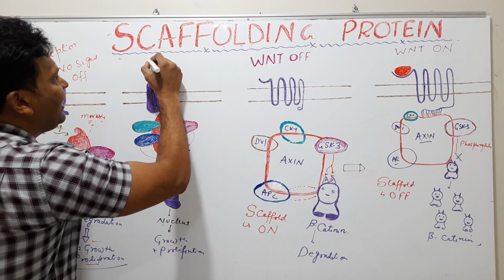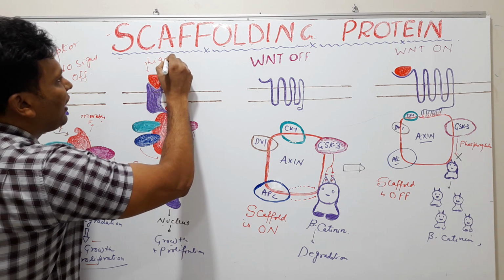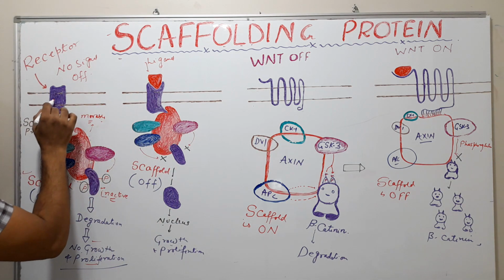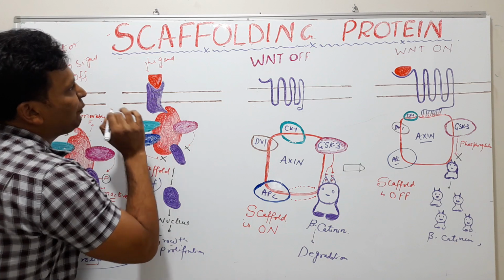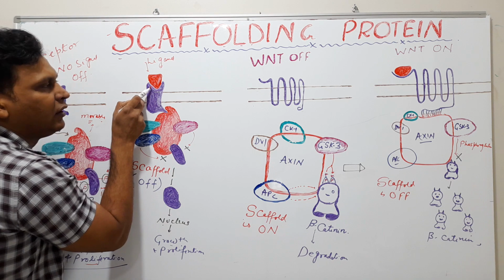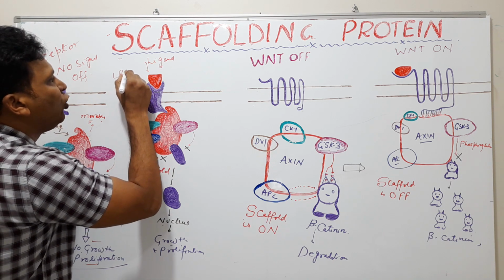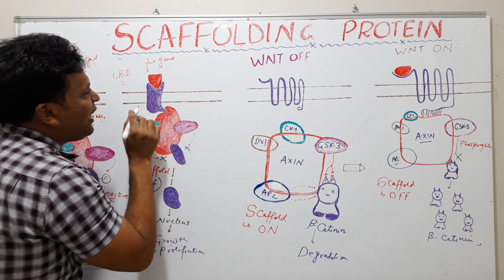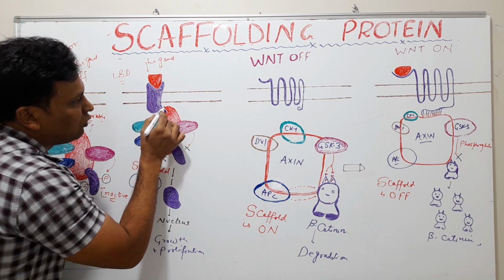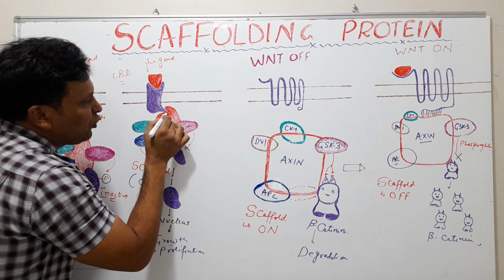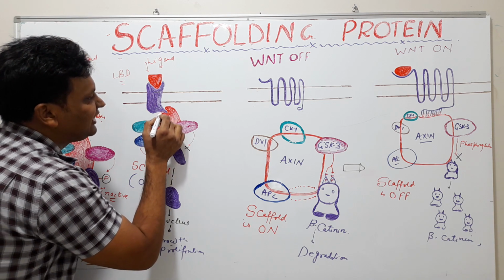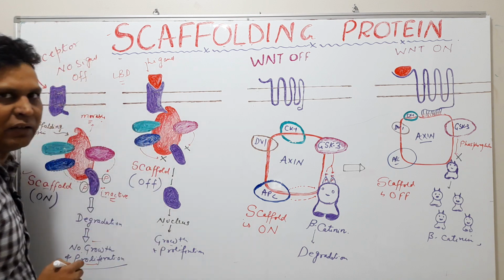Now come to the ligand. When the ligand is binding here, this is the ligand binding domain on this receptor. When this ligand binds to the specific receptor, then this effector molecule, this effector domain, is activated and this scaffolding moves to this receptor and binds to the effector domain.